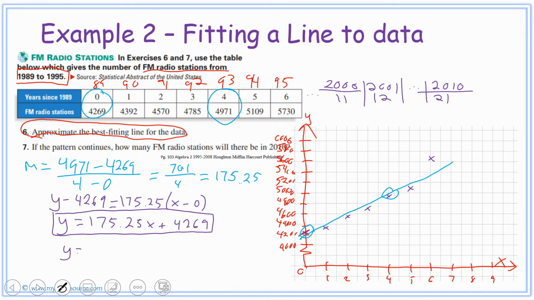So we have y is equal to 175.25 times 21 plus 4,269. Now, these can give various different answers based off of each person's line, but generally you want them to be relatively close. All right, so we have 175.25 times 21 plus 4,269. About 7,949 and 25.